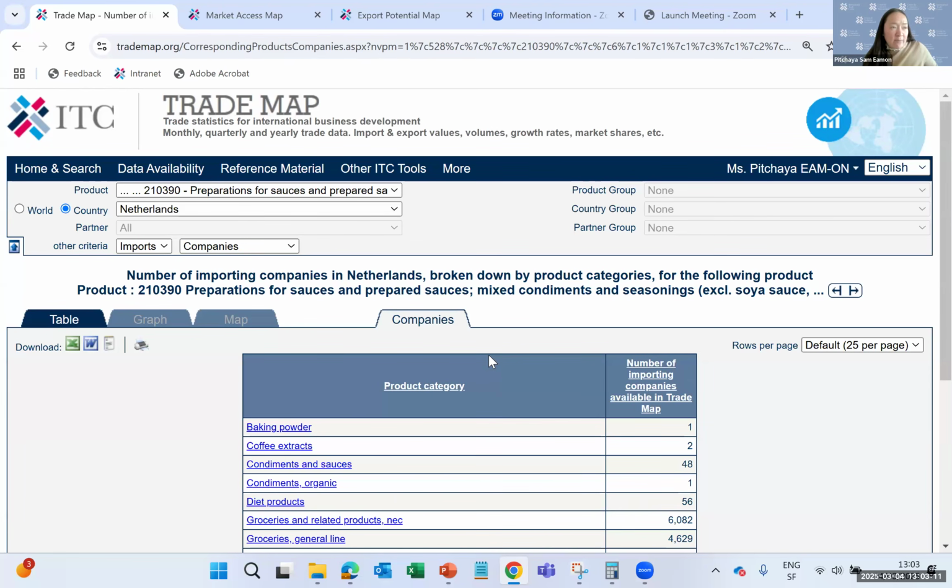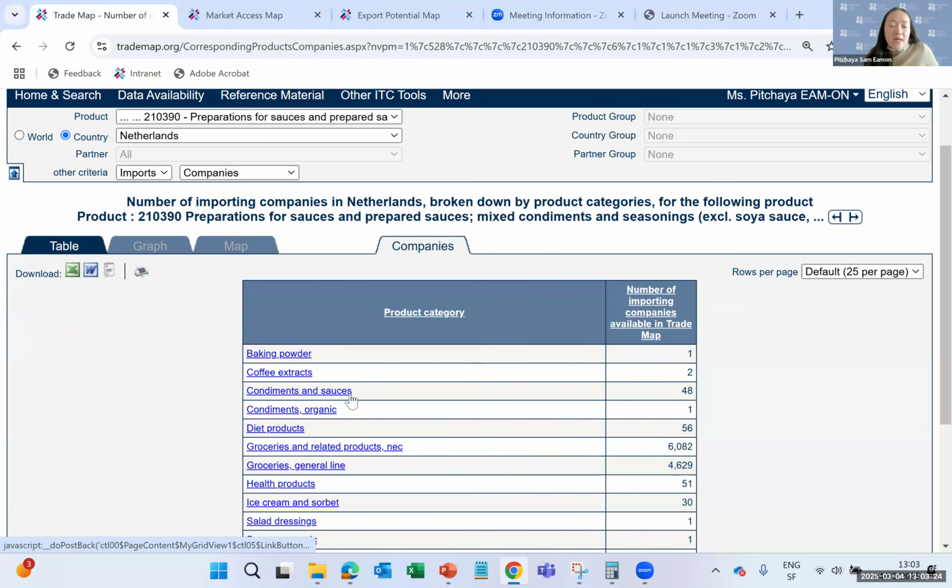And in the company contact information, you will see the contact details and the product that they import, export, distribute, or produce. You'll be able to see that. So now I am going to click here.